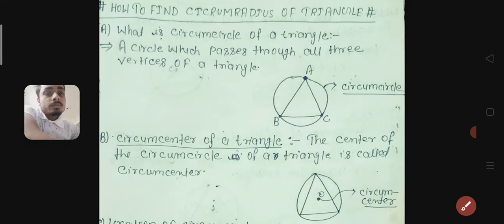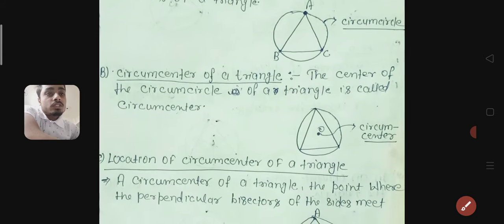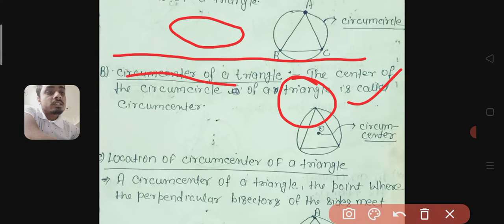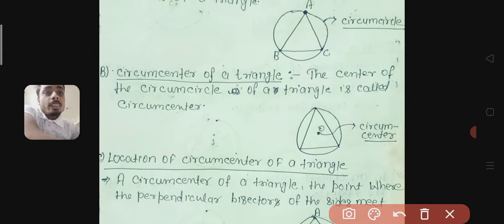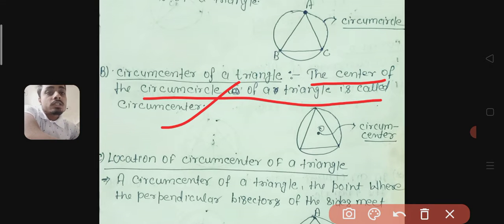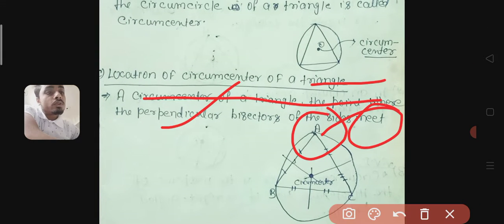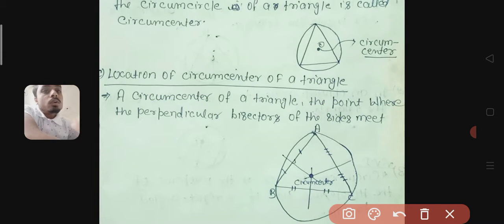Now the second concept is the circumcenter of a triangle. You know that each and every circle has a center, and the center of the circumcircle of a triangle is called the circumcenter. If you draw the circumcircle, that circle also has a center, and this center is called the circumcenter. Obviously you know that.